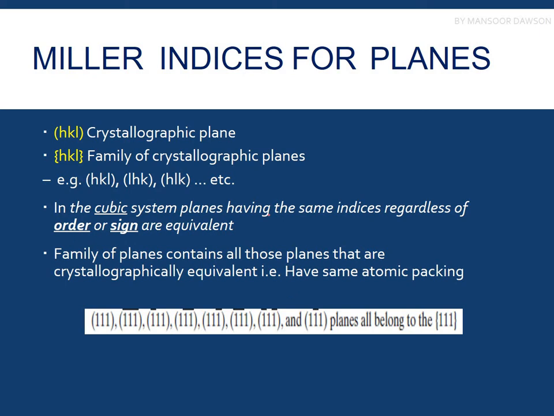In the cubic system, planes having the same indices regardless of order or sign are equal. So in a cubic system, if the planes are of the same family, regardless of whether they have a negative sign or not, they would be equal. We'll also discuss this point later on. The family of planes contains all those planes that are crystallographically equivalent, that is, have the same atomic pattern. So if there's a family of planes, the atomic packing of those planes would be equal for all the indices.